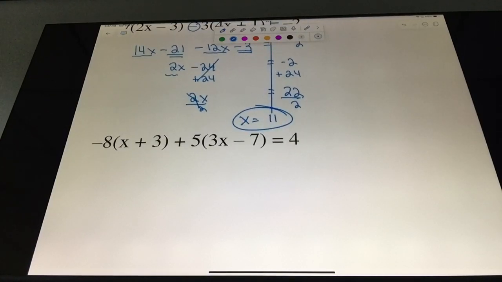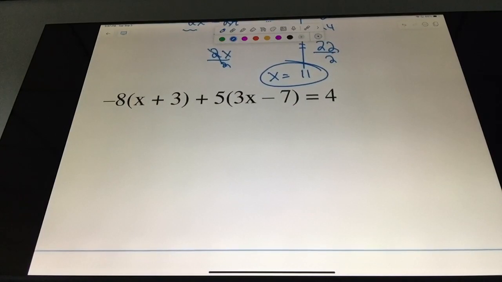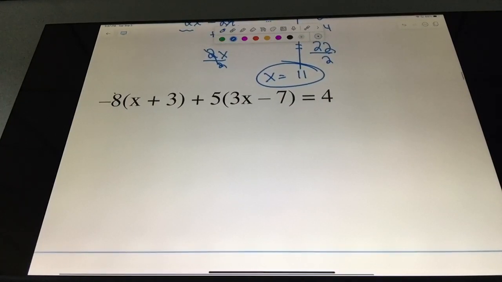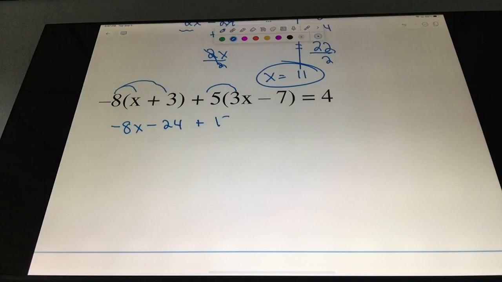Now the last one. Distribute negative 8 times positive 1, negative 8x. Negative 8 times positive 3, minus 24. Positive 5 times positive 3, positive 15x. Positive 5 times negative 7, watch your signs, minus 35, equals 4.